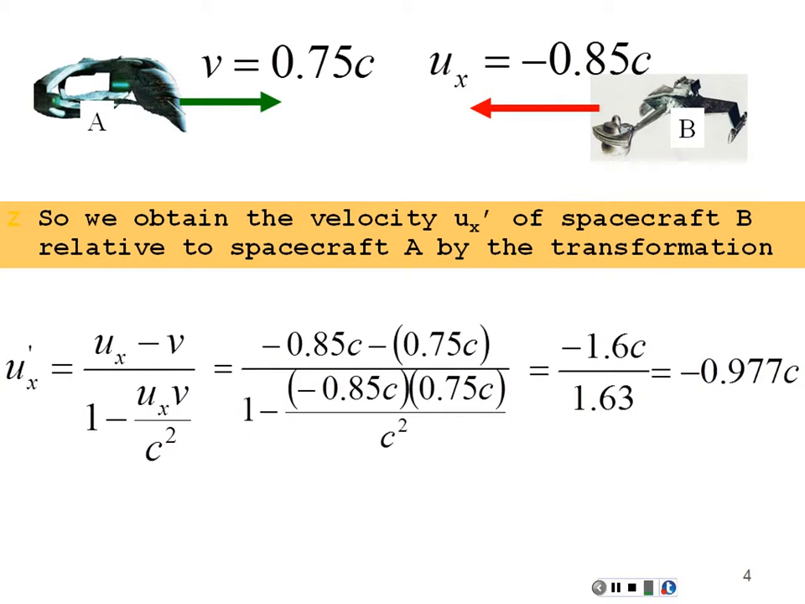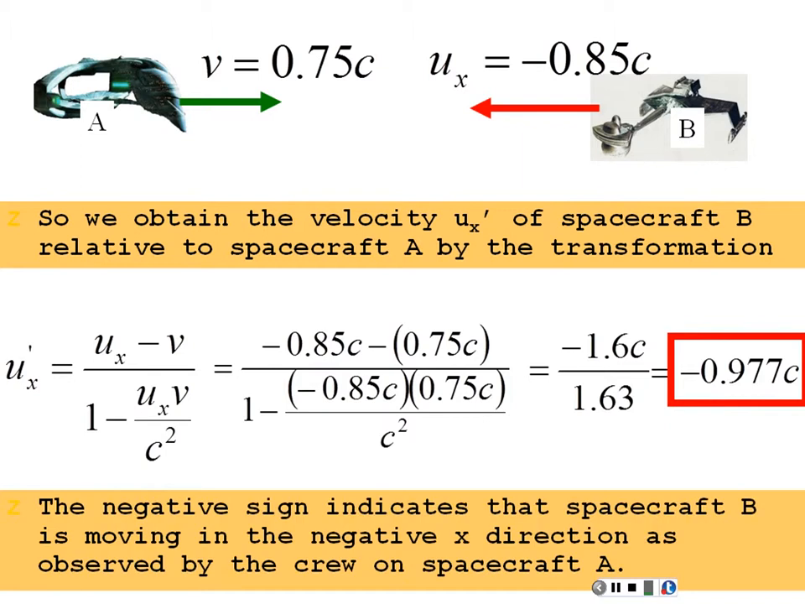this is how fast it looks to the Romulan spacecraft to have this Klingon spacecraft coming towards them, closer to the speed of light, because they're both moving pretty fast towards each other. It's negative because it's coming in towards them. So that's how you would use this velocity addition formula for relativistic speeds.